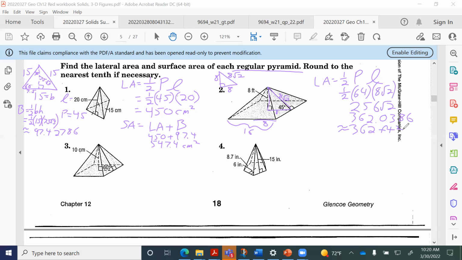For surface area, again, we need that base area first. That's 16 times 16, which is 256 again. And now we have our base area, so for our surface area, just adding those two together, 362.1 plus 256. It's a total of 618.1.